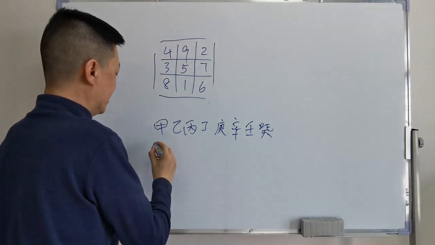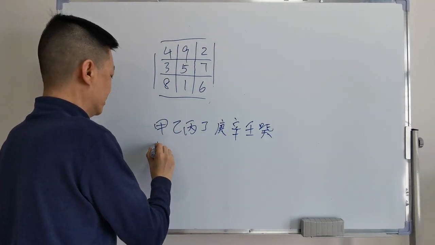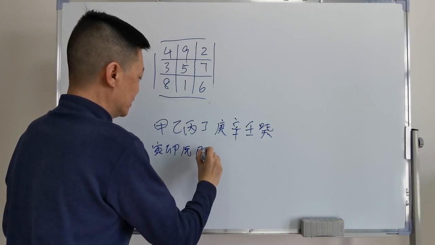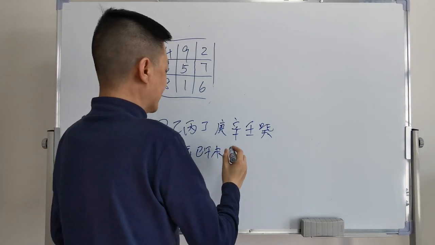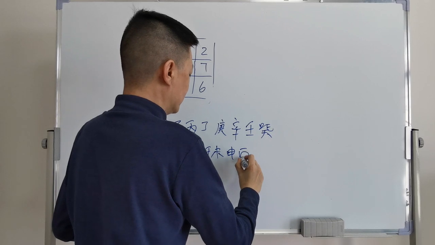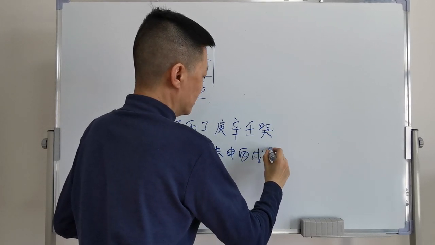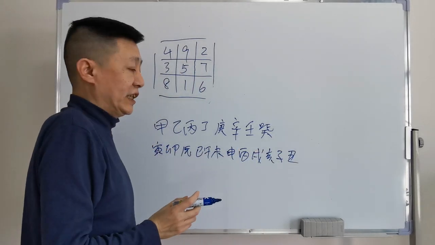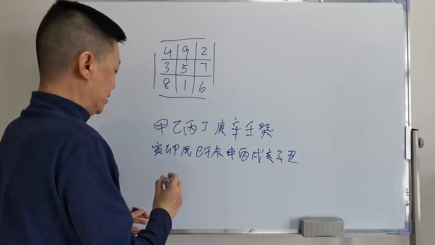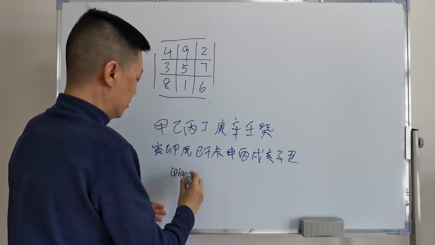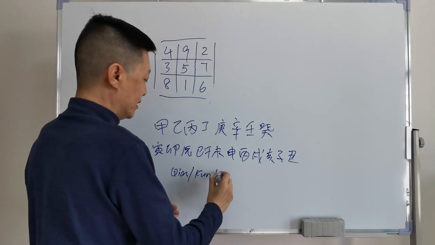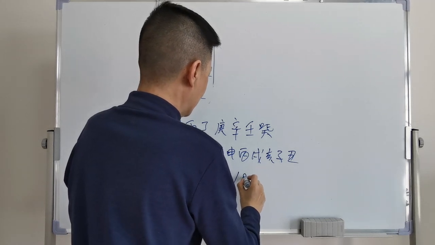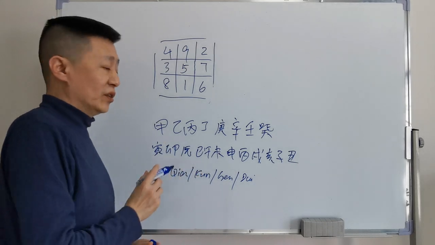Okay, this one is 8 stems, then they include the 12 animals: the tiger, rabbit, dragon, snake, horse, goat, monkey, dog. Okay, this is the 12 animals with the stems. Then they include the 乾卦, the 坤卦, the 艮卦, and the 巽卦. So all this becomes 24.